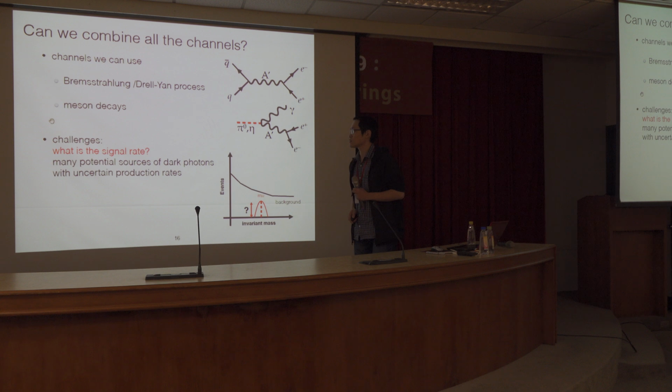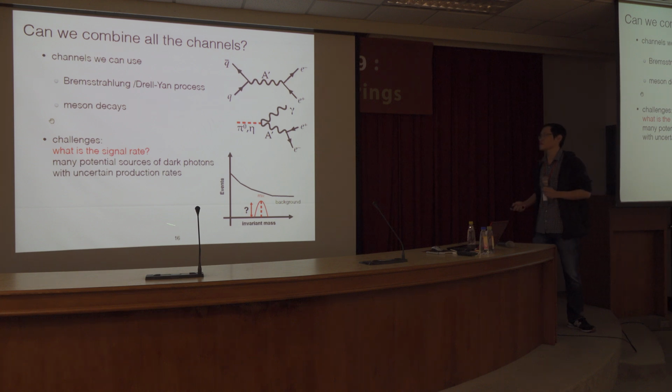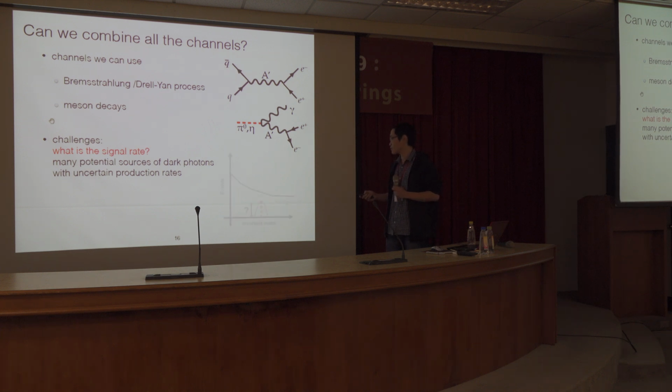The challenge is, what's the signal rate? If I want to combine channels and we don't know the signal rate, it means you cannot have any prediction unless you have a discovery. Before you put a bound on the map, it's pretty hard. Then if you don't know the signal rate, you don't know which kind of coupling you are constraining.